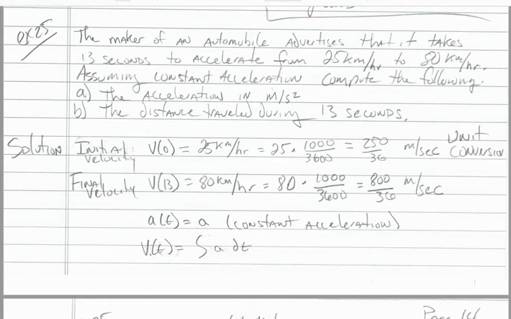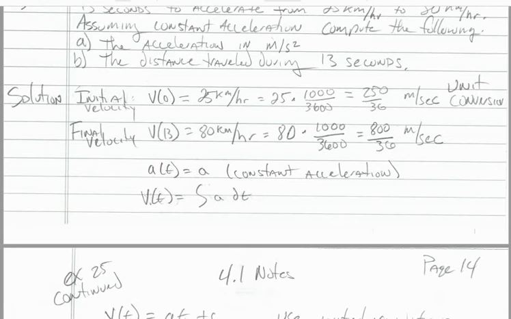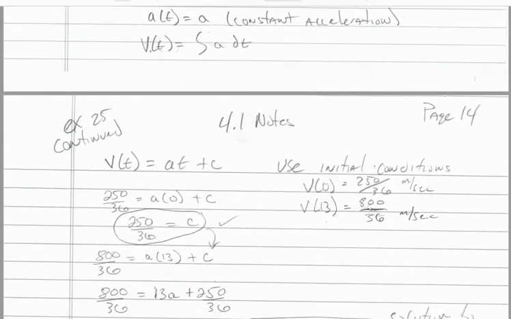We have to find acceleration using constant acceleration. For us, that just means acceleration is equal to a. We're going to determine what that is. And to find velocity, we are going to integrate acceleration. We don't know exactly what acceleration is, we just know it's constant. So that means there's no variable involved, we're just going to call it a. So we're going to integrate a to get velocity.